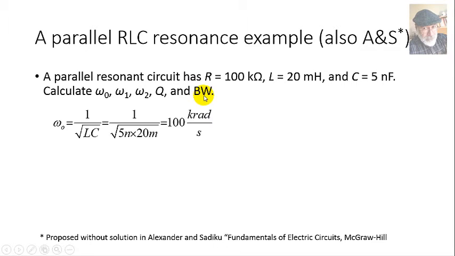You say piece of cake. That is 1 over root LC. That is 100 kiloradians per second. That is out of the way. Now, Q, the quality factor for a parallel one, tells us how much bigger the inverse of the resistance is than the inverse of the impedance of the inductor. This one, that is 50.